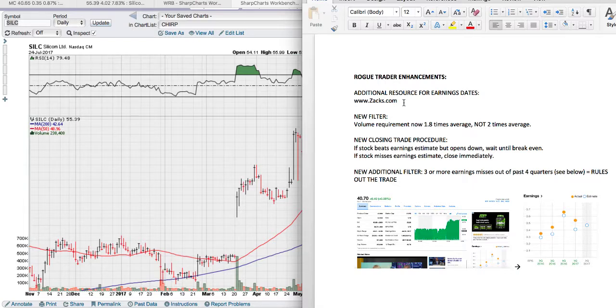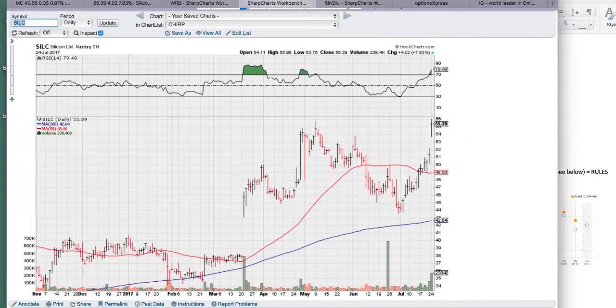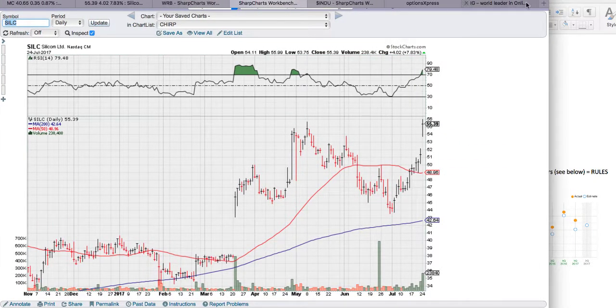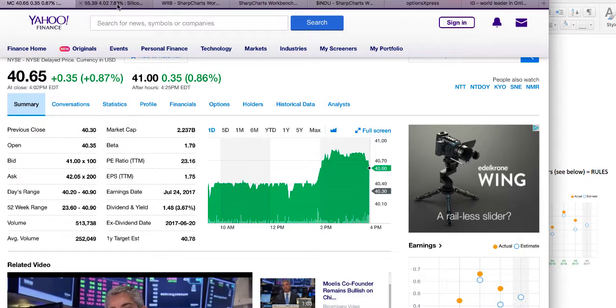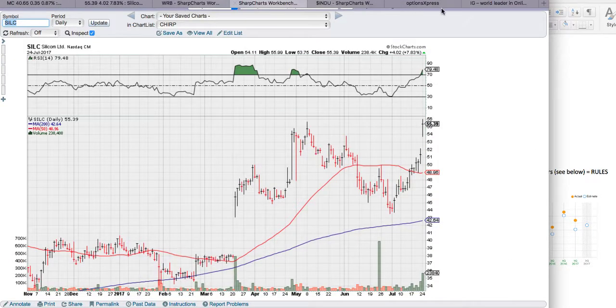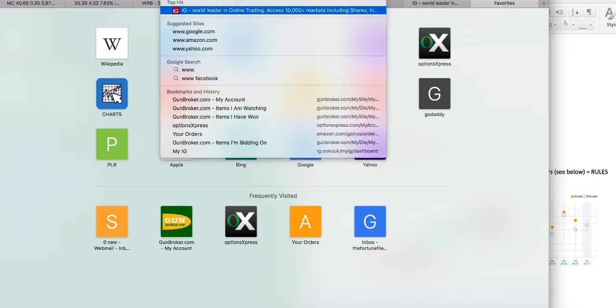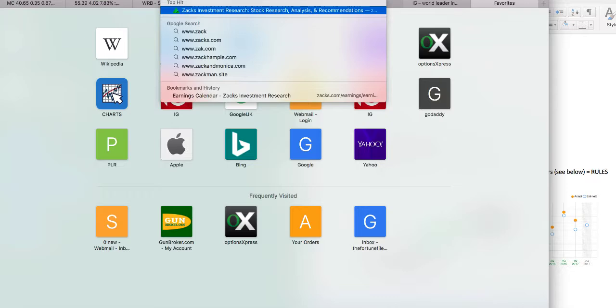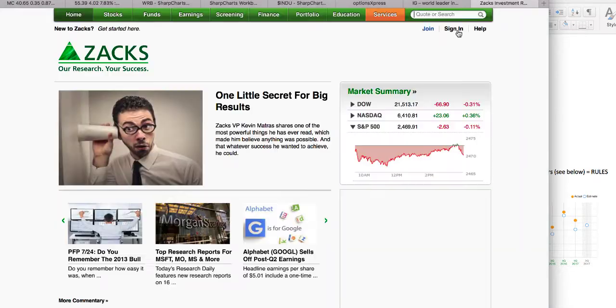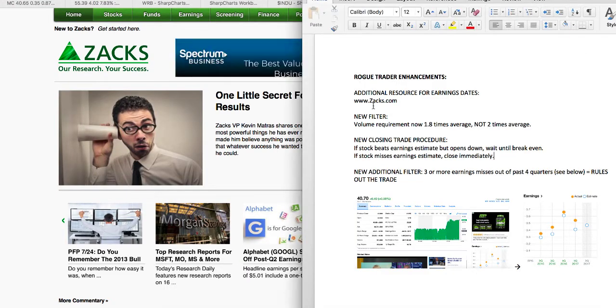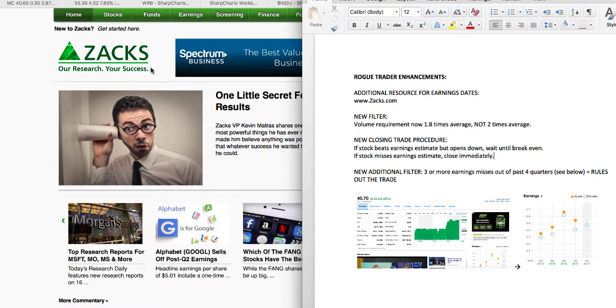So the first thing is I want to show you an additional resource for getting earnings dates, and that is this first one we're looking at here, which is Zacks.com. Let's just try and find that page here. I thought I had this open. I will get it open again for you now. Okay, so we go to www.zacks.com, and there it is.